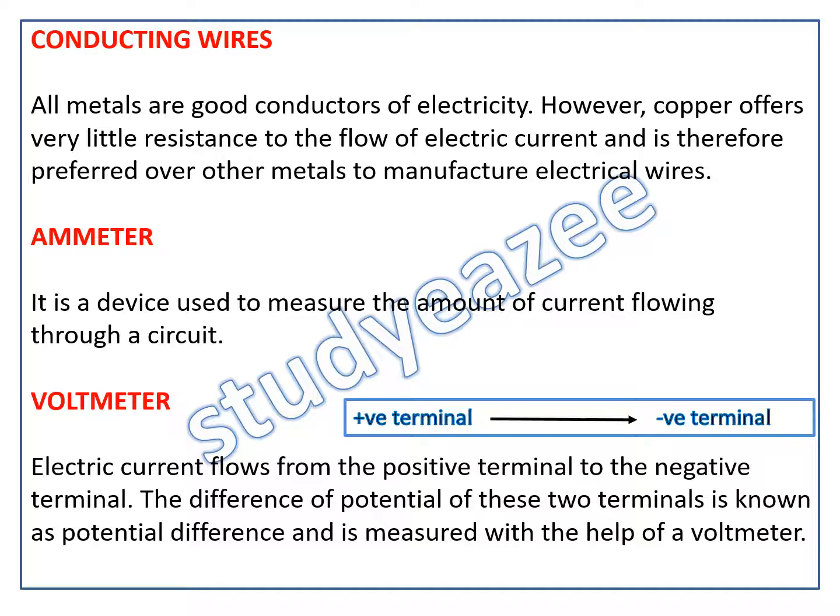Conducting wires. All metals are good conductors of electricity. However, copper offers very little resistance to the flow of electric current and is therefore preferred over other metals to manufacture electrical wires. An ammeter is a device used to measure the amount of current flowing through a circuit. Electric current flows from the positive terminal to the negative terminal. The difference of potential of these two terminals is known as potential difference and is measured with the help of a voltmeter.